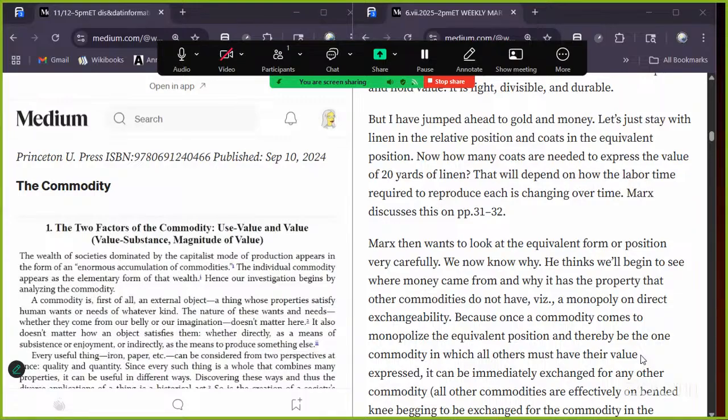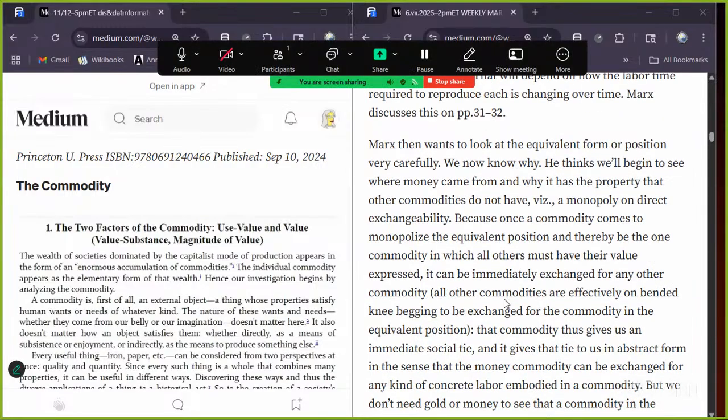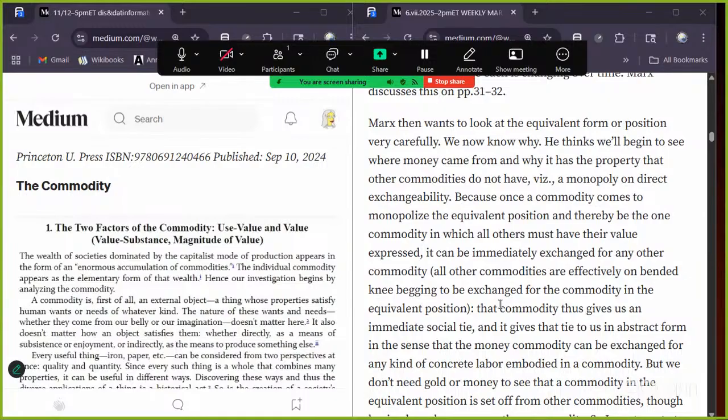He thinks that we'll begin to see where money came from and why it has the property that other commodities do not have, vis-a-vis a monopoly on direct exchangeability. Because once a commodity comes to monopolize the equivalent position and thereby be the one commodity in which all others must have their value expressed, it can be immediately exchanged for any other commodity. All other commodities are effectively on bended knee, begging to be exchanged for the commodity in the equivalent position.